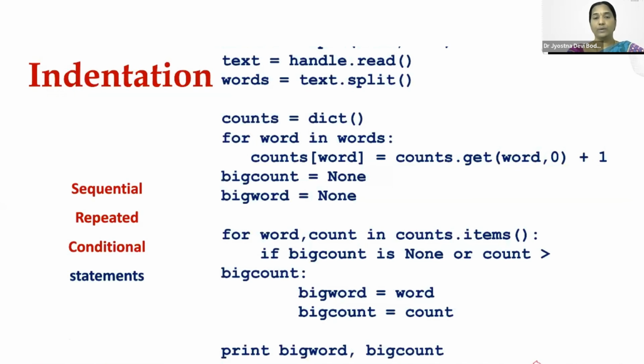I am showing you another example, a larger snippet of code which includes various kinds of statements like sequential statements, repeated statements, and conditional statements. Till here, all the statements belong to the same block. Now and then we can use lines with white spaces to improve the readability of the code. Now in this for loop, there is a particular statement. Because this starts a new block, we need to give the indentation.